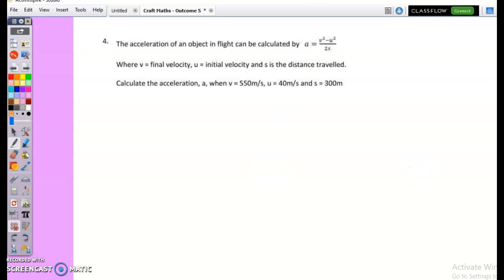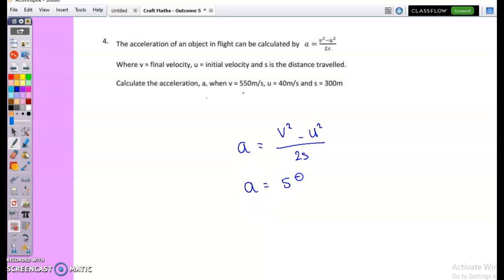Okay, number 4. Acceleration of an object in flight is given by the formula A equals v squared minus u squared all over 2s. Now, if you've done any kind of physics, you'll probably recognise that formula. It's been rearranged. It's usually v squared equals u squared plus 2as or something like that. I can't quite remember it now, actually. Brain's gone blank.